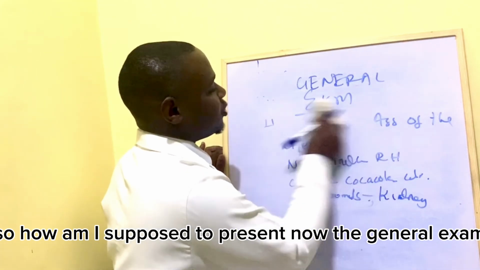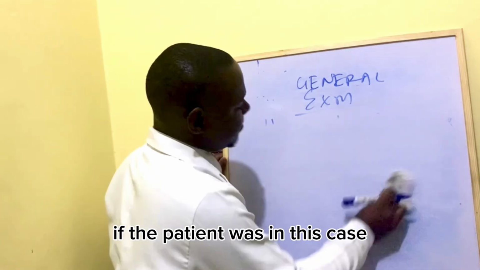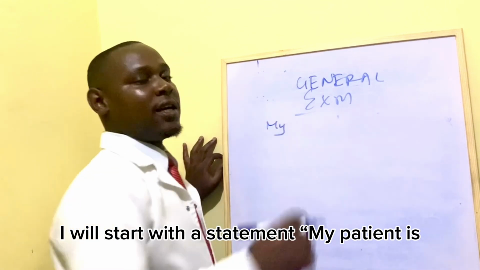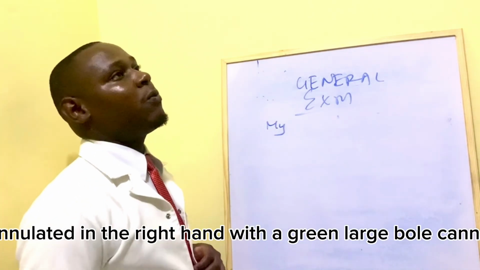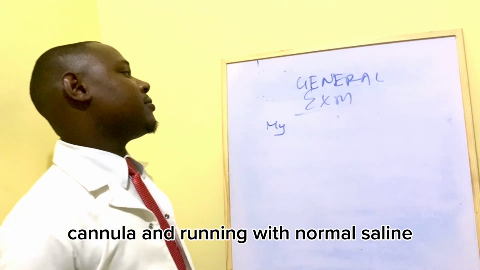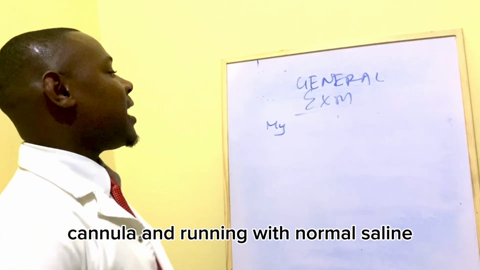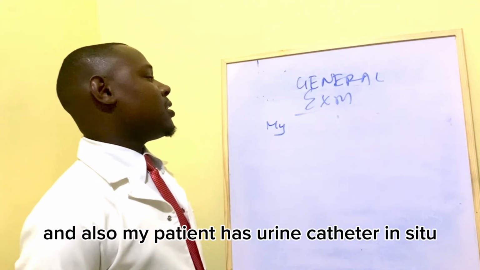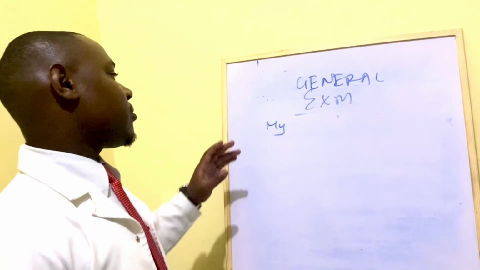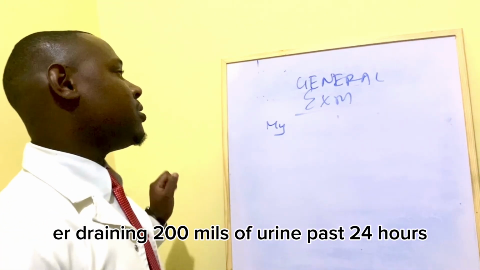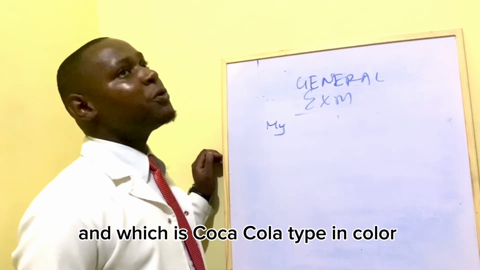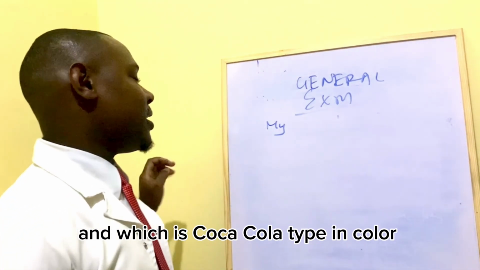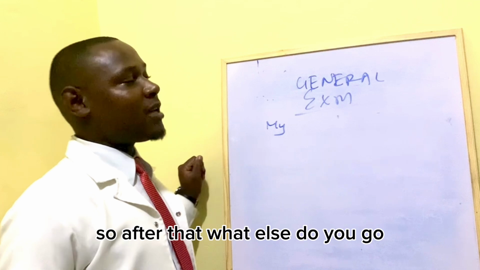So how am I supposed to present now the general exam? If the patient was in this case, I would start with the statement, my patient is cannulated on the right hand with a green large bore cannula and running with normal saline 500 mils. And also my patient has a urinary catheter in situ, draining 200 mils of urine in the past 24 hours, which is Coca-Cola type in color.